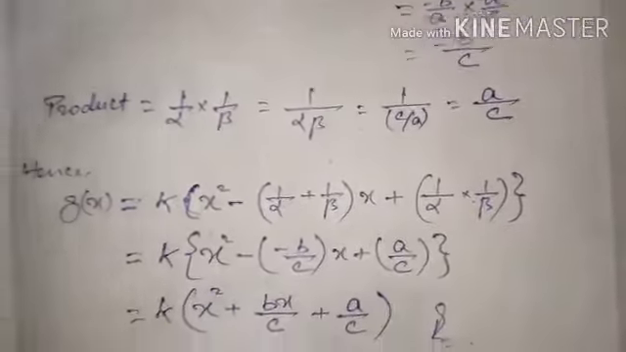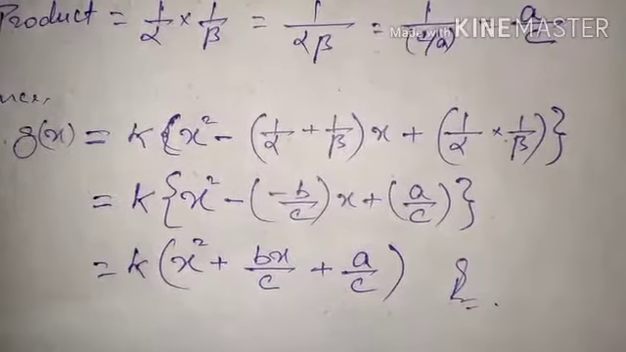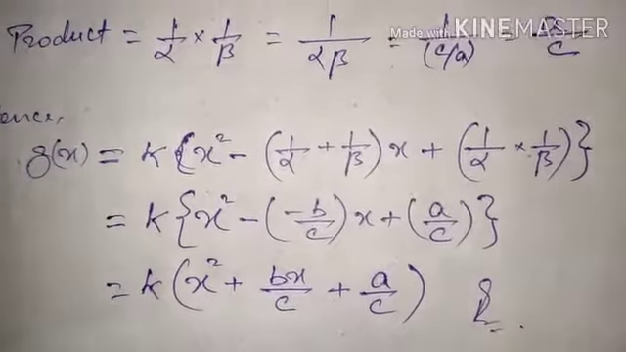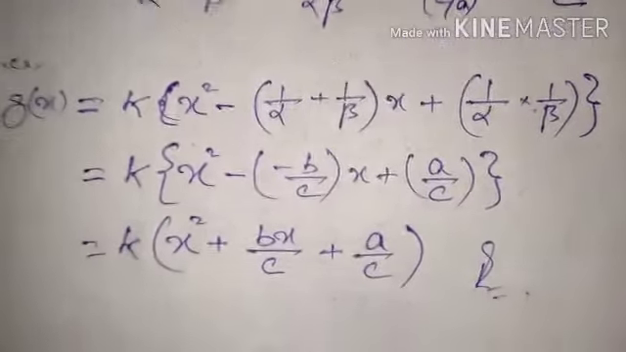Okay, now we can form g(x), because we already know the quadratic polynomial form. If the sum of the zeros and the product of the zeros are known, then g(x) = k[x² − (1/alpha + 1/beta)x, meaning the sum of the zeros, + (1/alpha × 1/beta) in the product form.